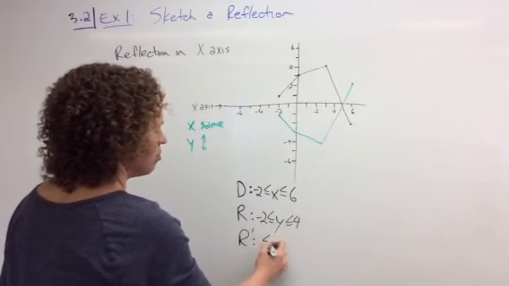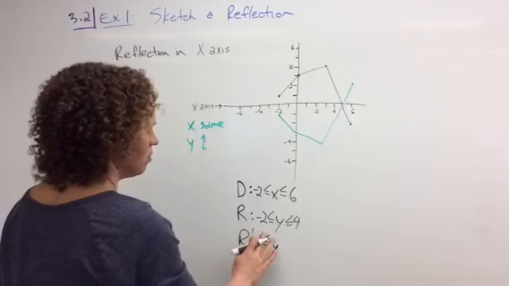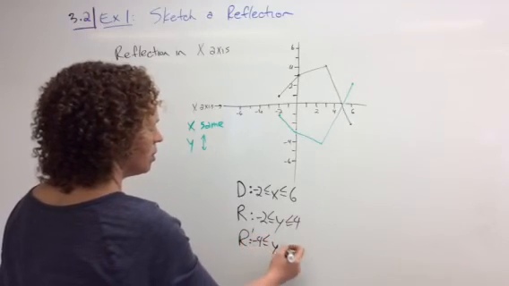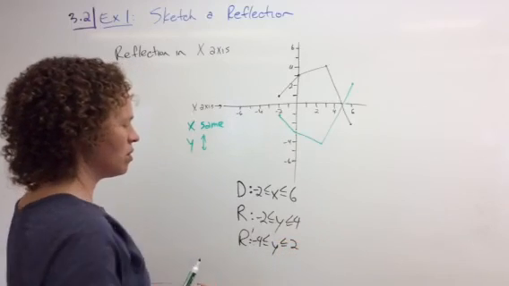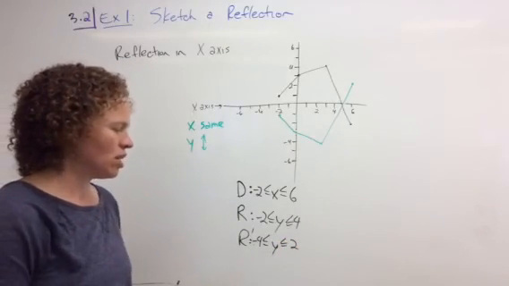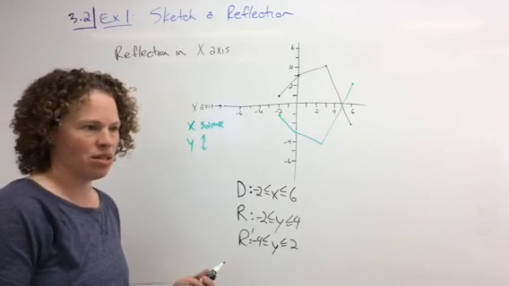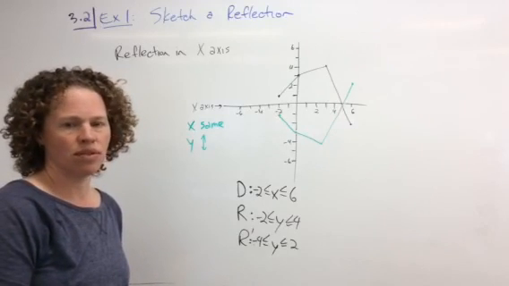So y is now between -4 and 2. So you see how the range has flipped just like the function flipped, which makes sense because it's relative to the function.